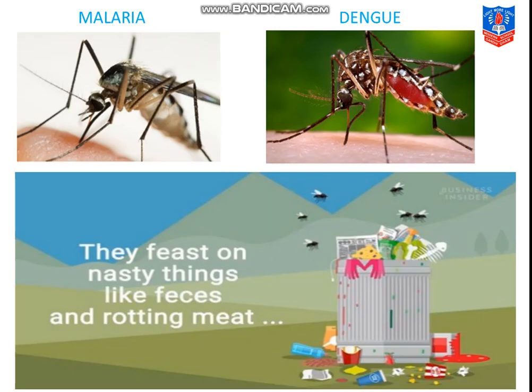You can see I have given three pictures. The first one is of the malaria mosquito, that is the female Anopheles mosquito. The second one is the insect shown for dengue, which carries the dengue virus. And the third one, you can see how houseflies sit on garbage, fly here and there, sit on dirty things, and then go and sit on uncovered food. This is how houseflies carry, or we can say transfer, disease.